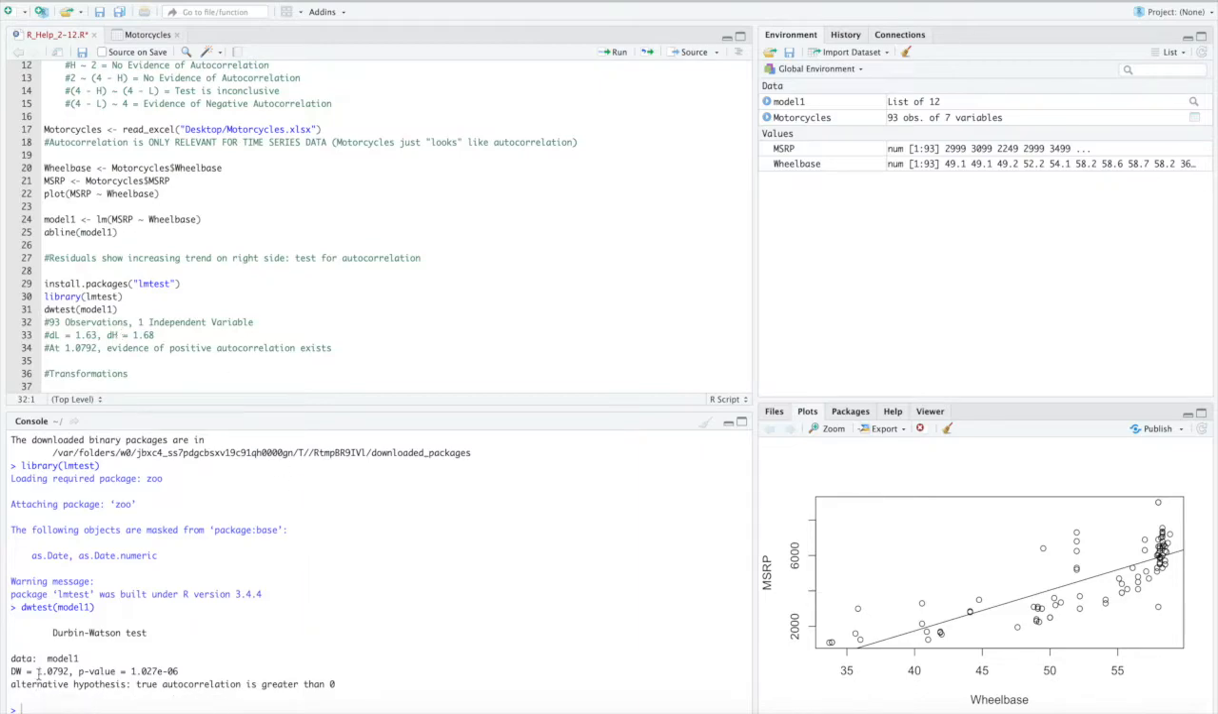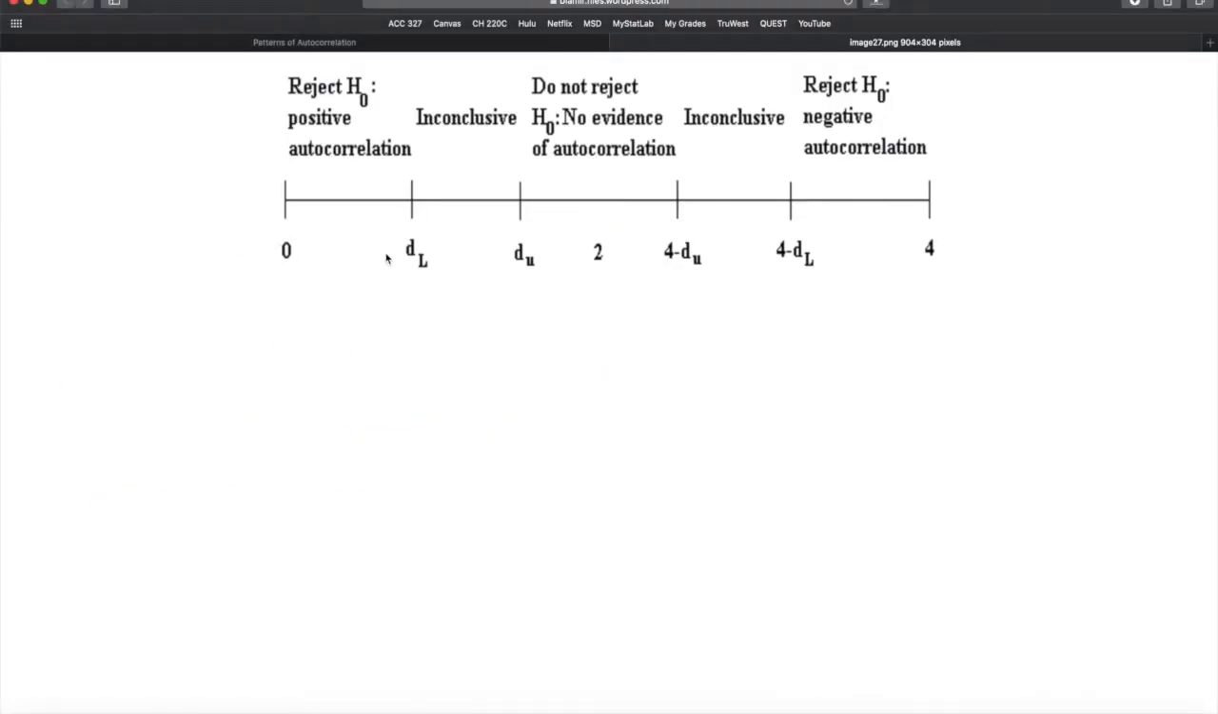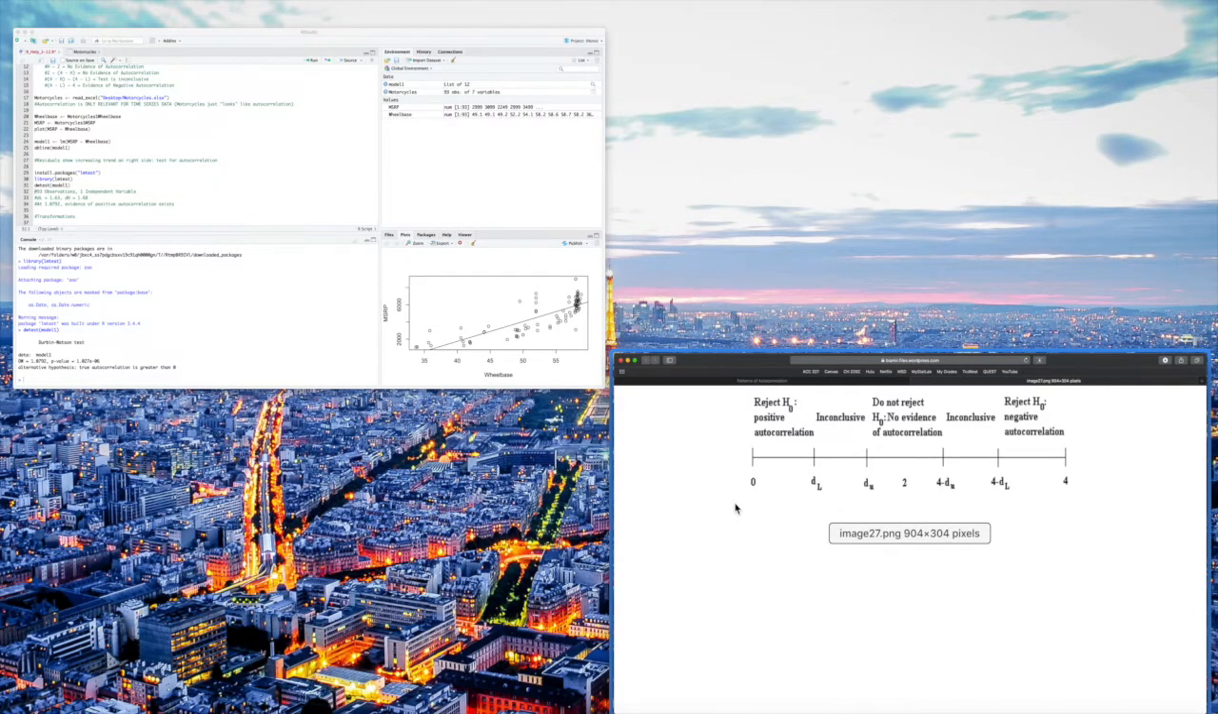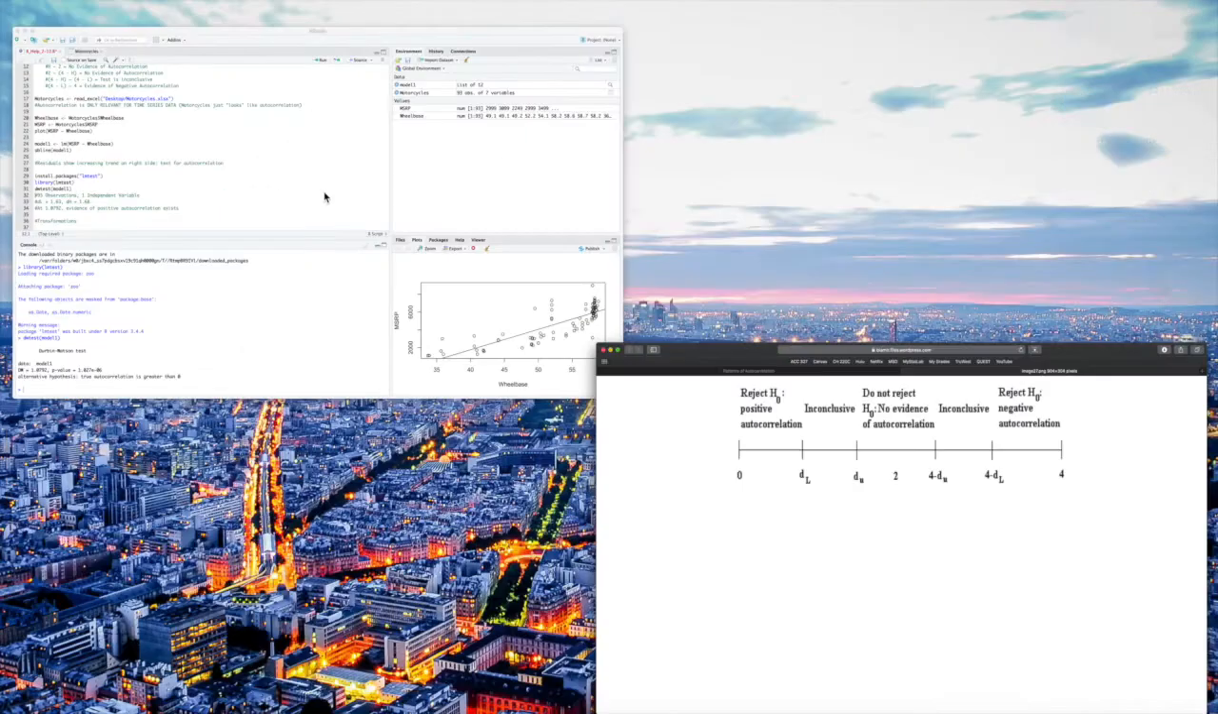So what we do is we take our Durbin-Watson statistic and we compare that to our low and high critical values that we have over here. And we find that our Durbin-Watson statistic of 1.0792 is below our low critical value of 1.63. So if we see the table that we pulled up just a second ago, we see that it falls within this region here, as 1.0792 is less than 1.63. And that indicates that we have positive autocorrelation within our data set.